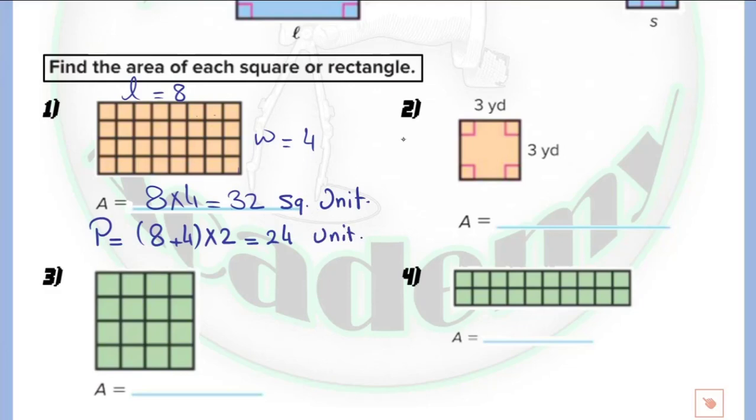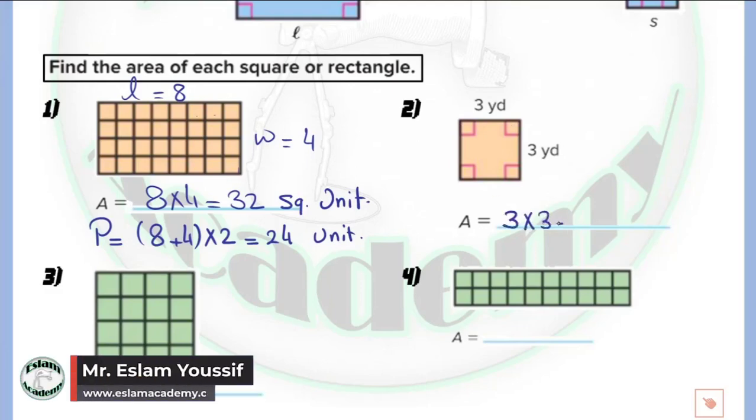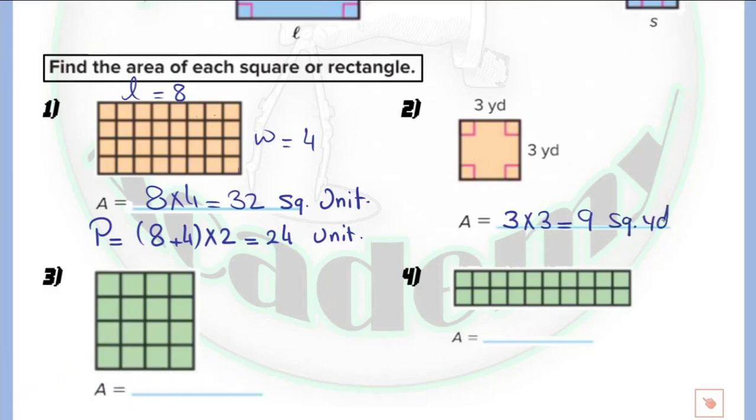In question number 2, we need to find the area. We have a square, and the area of the square is equal to the side multiplied by itself. The length of the side is equal to 3. So just multiply 3 by 3, the answer will be 9. As we said, the area must be a squared unit, so it will be squared yards.